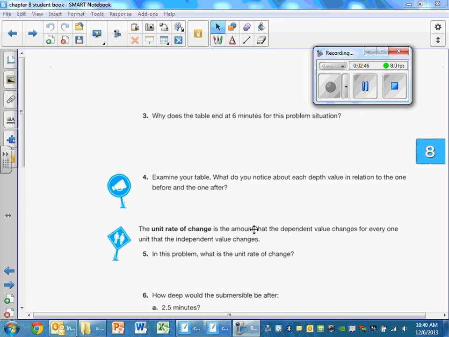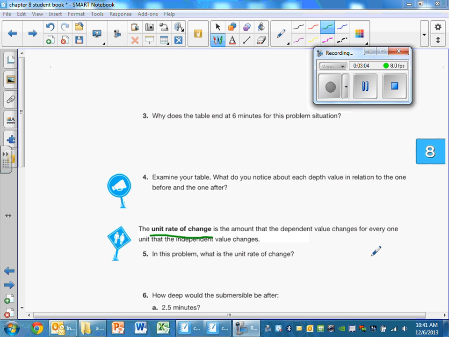Okay, number 3 says, why does the table end at 6 minutes for this problem situation? So a second ago I said, could it go to 7? So why 6? And why not 7? Try number 3, number 4, and then press play when you're ready, and we will talk about unit rate of change.